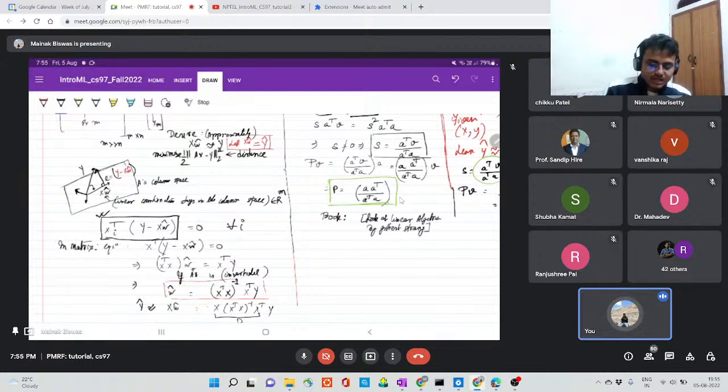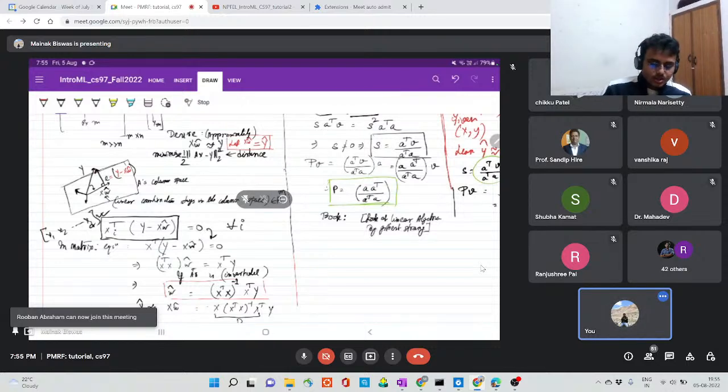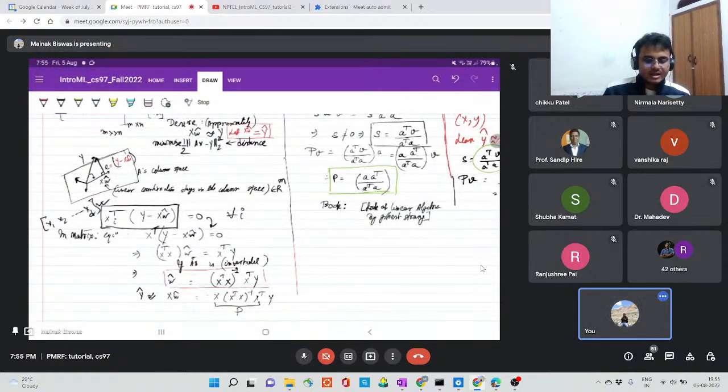I'll just write this in matrix form. Since this is for all xi, these xi transpose are row vectors, x1 to xd. So this is true for all the examples that we have in this question. Therefore we can just take the matrix here, take the transpose of that, and do y minus xw. So that turns out to be this equation.